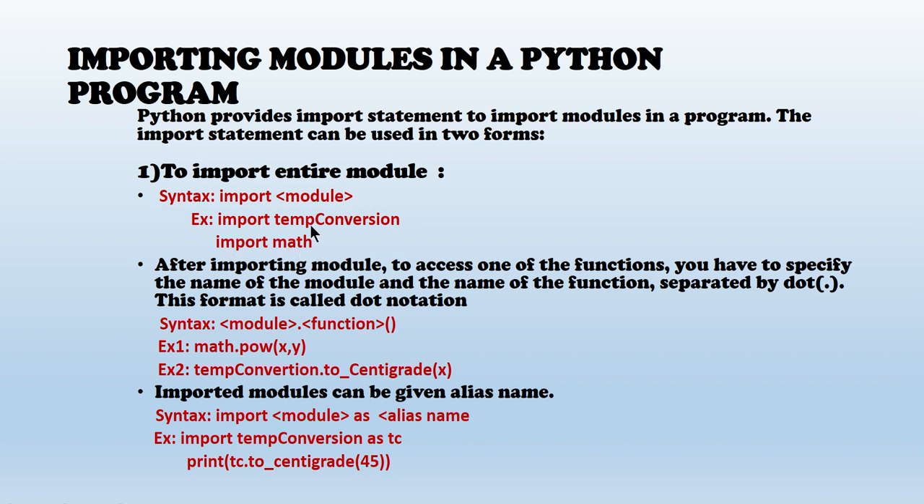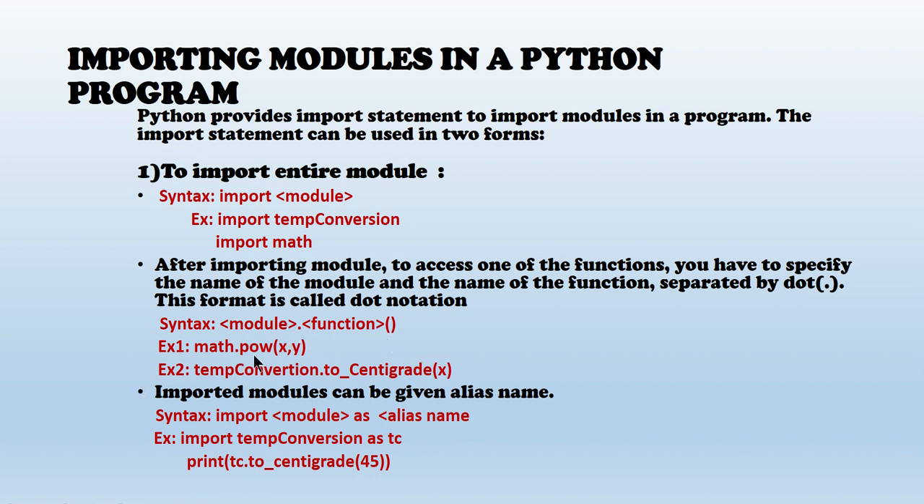If you want to use temp conversion, the module that we have created, in your program, then you have to specify import temp conversion. This is nothing but the name of the Python file that you have created, right? That is the module name, without any extension, without any special character. Just specify import, give a space, and then the name of the module that you have created. After importing the module, how will you access the functions in that module? The syntax is module dot function name.